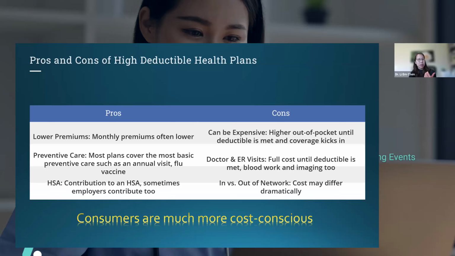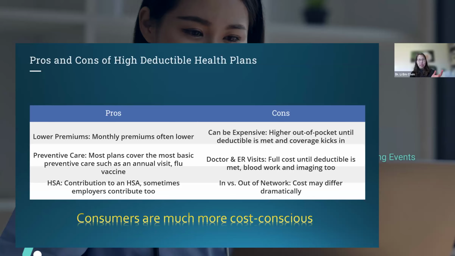So going to see your PCP once a year, getting your most basic preventive care like flu shots, those are usually free. Oftentimes things like mammograms are free. And I shouldn't say free because they're part of the plan, but they're not charged extra for it. And that goes for all the different plans. However, if you go see any healthcare provider outside of preventive care, whether it's a specialist or an ER visit, you're going to pay the full cost of that, including for any blood tests or x-rays that are obtained in those settings.